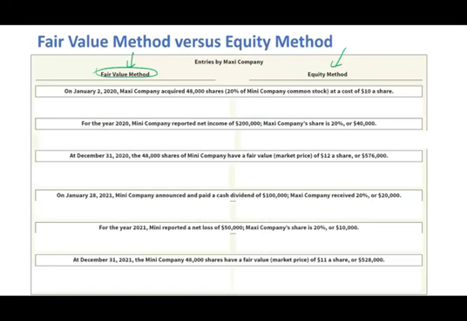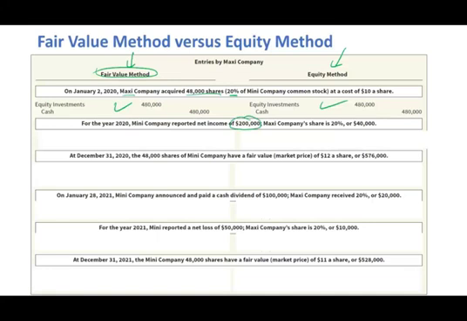On January 2nd, Maxi Company acquired 48,000 shares, which is 20% of Mini's common stock, at a cost of $10. Under the fair value method, we're going to debit equity investment 480,000, credit cash. Under the equity method, we're going to debit equity investment, or investment in equity, it doesn't matter, for 480,000. So notice they're the same. So initially, when we record the investment, we record it at cost, whether we are using the fair value or the equity method.